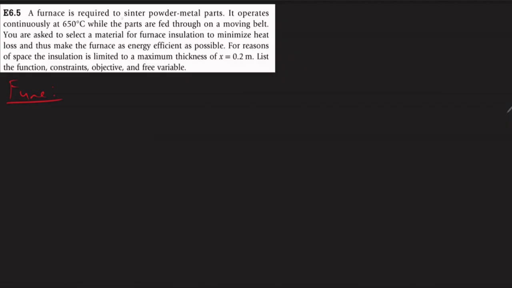A furnace is required to sinter powder metal parts. It operates continuously at 650 degrees C while the parts are fed through on a moving belt. You are asked to select a material for furnace insulation. Select a material for what? Furnace insulation. So our function is what? Furnace insulation material. So that's the function.